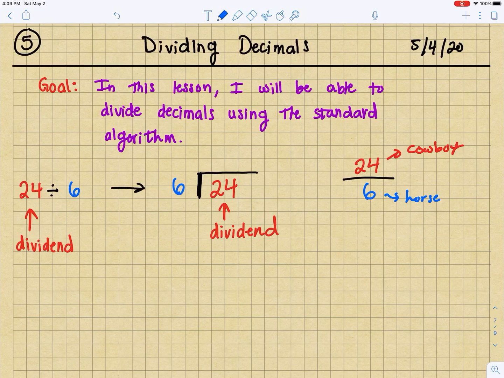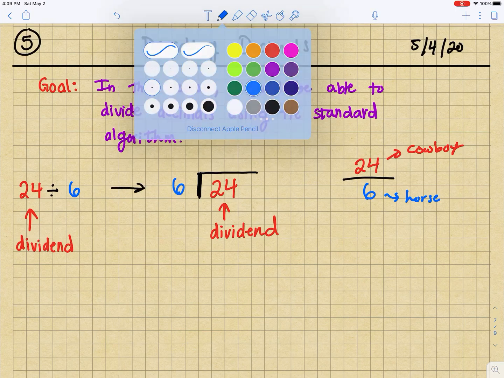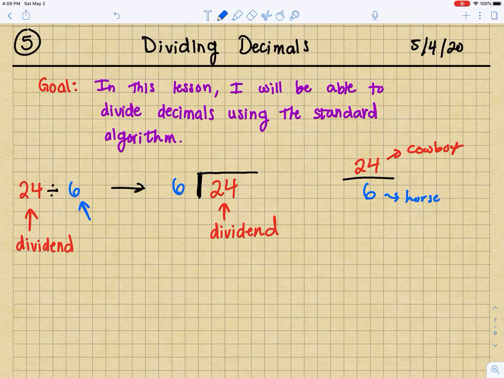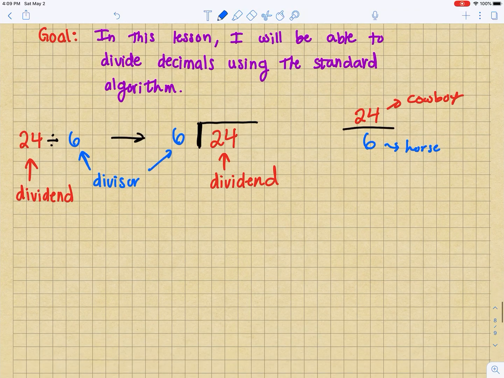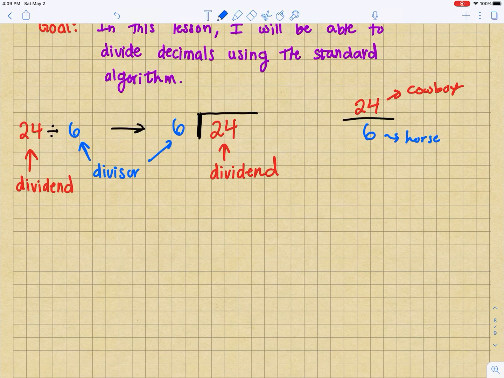In formal math terms, we call this top number the dividend, because that's the number that's being divided by something else. The blue number we also have a name for. This is what we call the divisor. This is the number that is doing the dividing. How many times does 6 go into 24? You'll hear me refer to the numbers as divisor and dividend a few times throughout this lesson, so just keep that in mind.